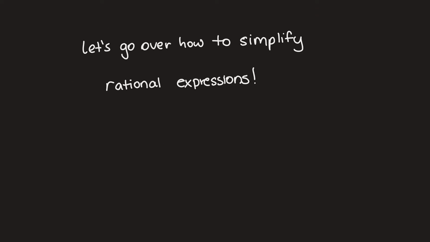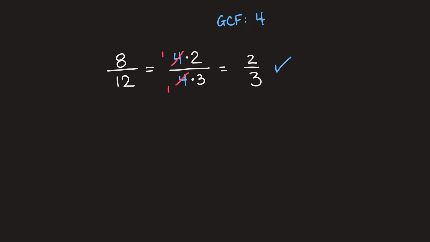Okay, now let's go over how to simplify rational expressions. Let's start simple. To simplify a rational expression like 8 over 12, we would normally have to divide out the greatest common factor between the numerator and the denominator. 8 and 12 have a GCF of 4. Let's do this by writing 8 as 4 times 2 and writing 12 as 4 times 3, where we write the numerator and denominator as factors. And now we can divide out this common factor of 4. This reduces to 2 over 3.